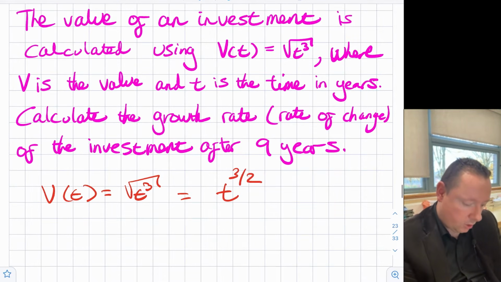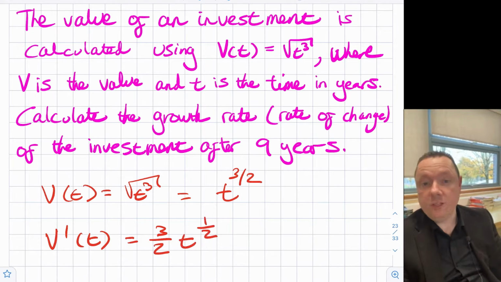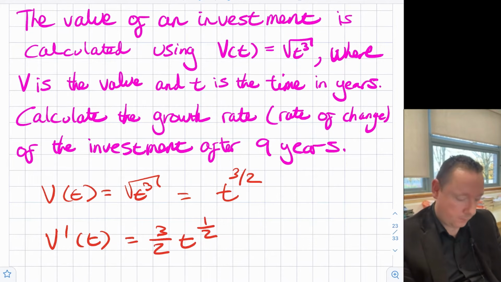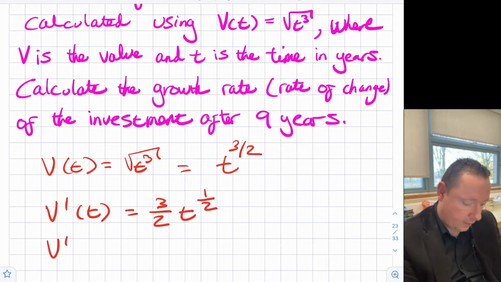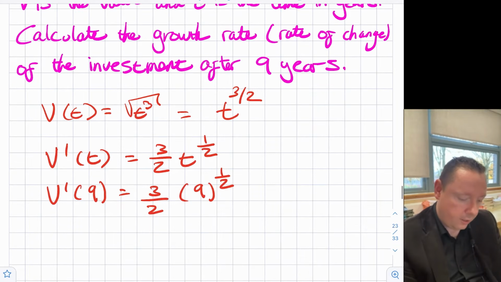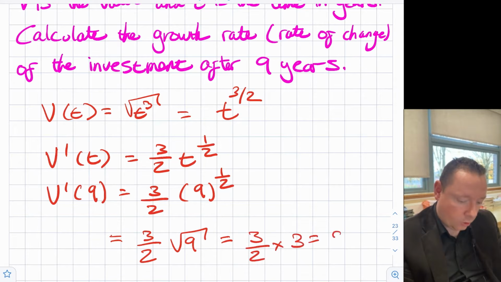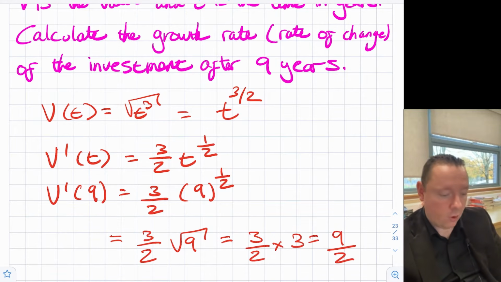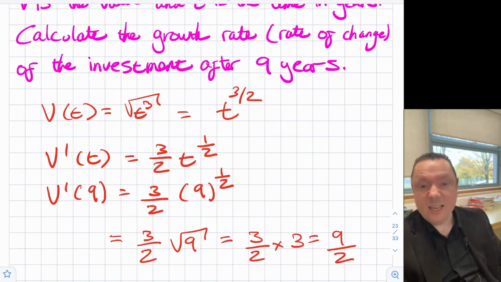So v dash is equal to 3 over 2 t to the half, taking away 1. And we want that after 9 years, so we can just substitute 9 into this. So v dash of 9 is 3 over 2 times 9 to the power of a half. Now let's just assume we're doing non-calculator. So that's 3 over 2 times the square root of 9, which is 3 over 2 times 3, which is 9 over 2. So the value of our investment after 9 years is 9 over 2.